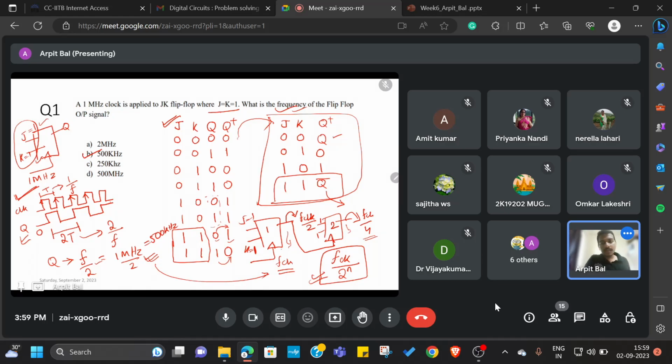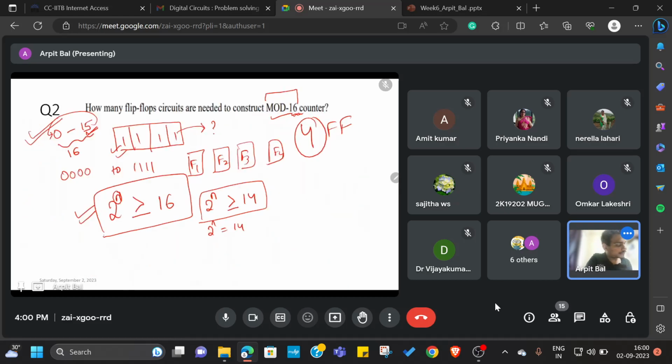Then I mentioned what happens if this output acts as a clock to another flip-flop. We observed that the frequency again gets divided by 2, so it becomes f clock by 4. Similarly, we can use this generalized formula: if we have n such flip-flops cascaded in this way, then the output frequency will be f clock by 2 to the power n.